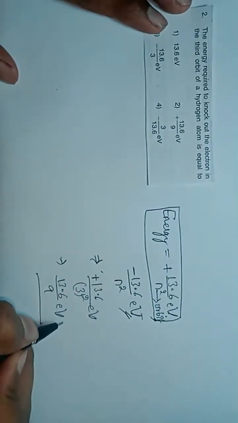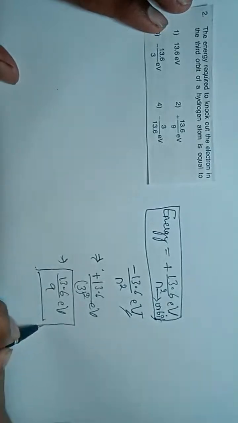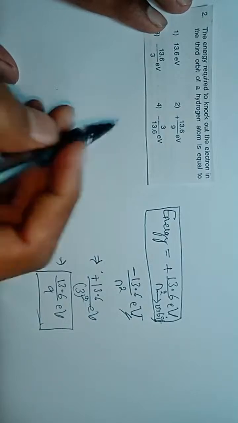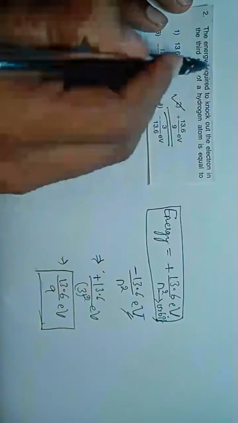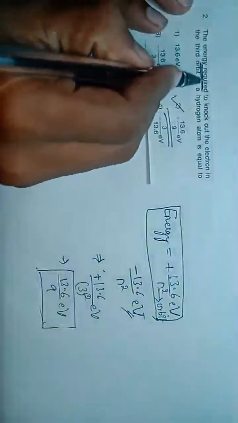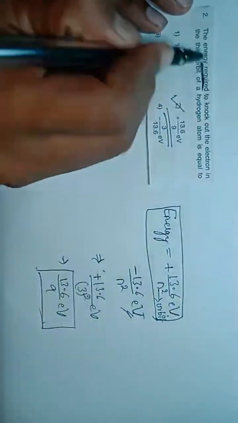So 13.6 by 9 electron volt, which will be positive or negative. If the options here are given as positive in one and negative in another, there would be confusion, but you should choose the positive sign because they are asking about the required energy, not the energy of the electron in the orbit. They are asking the energy required to remove the electron, so it will be the positive sign.